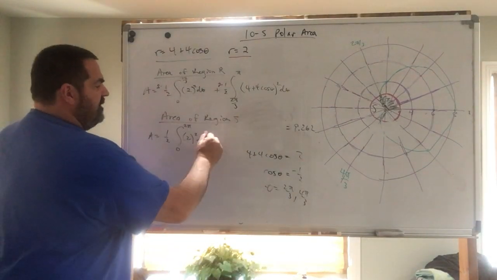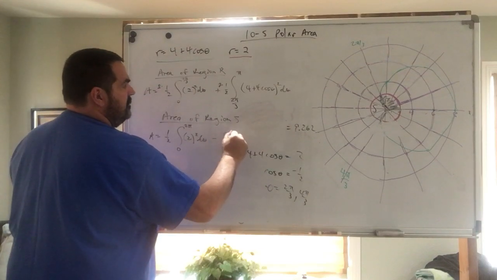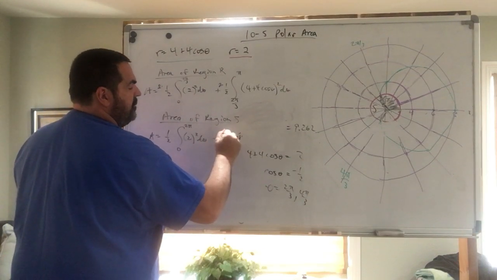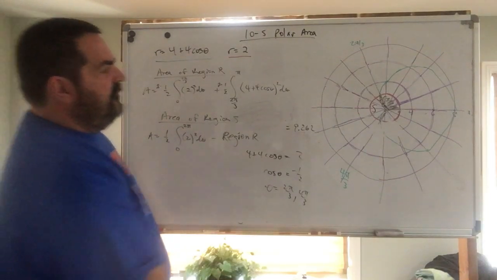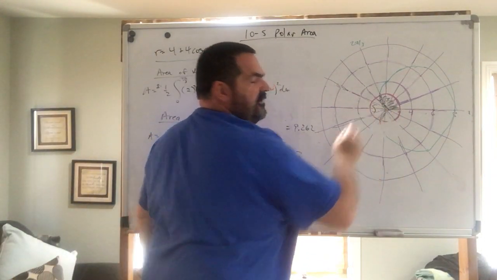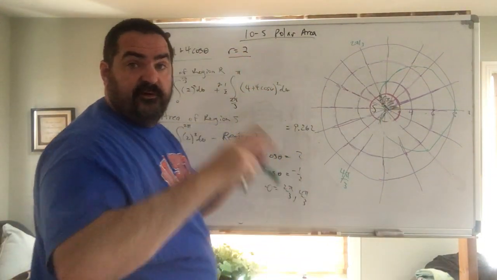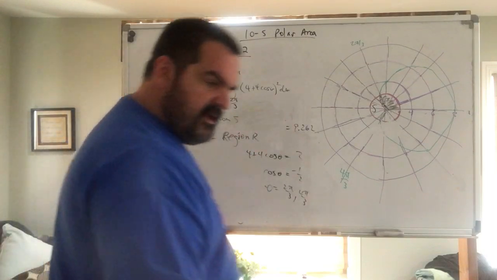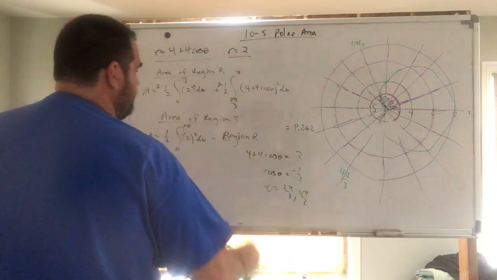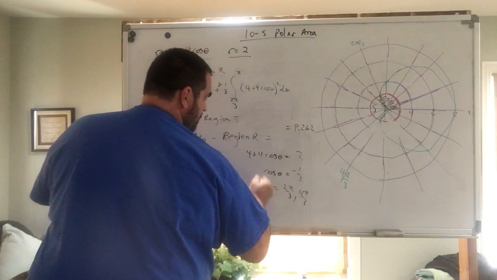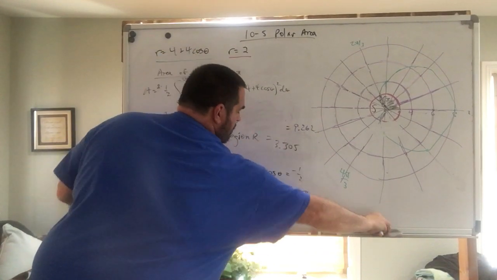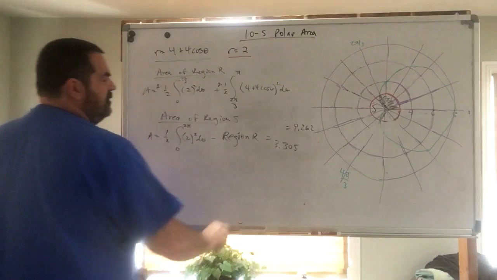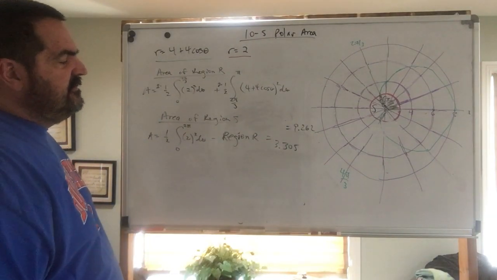And if I subtract off region R, if I take all this area and subtract off that, then I'll get my region S. So a lot of times you'll want to find one area and subtract another. So far, that should be 3.305 for the final answer. Let me erase all that. So that's one way you can find region S.